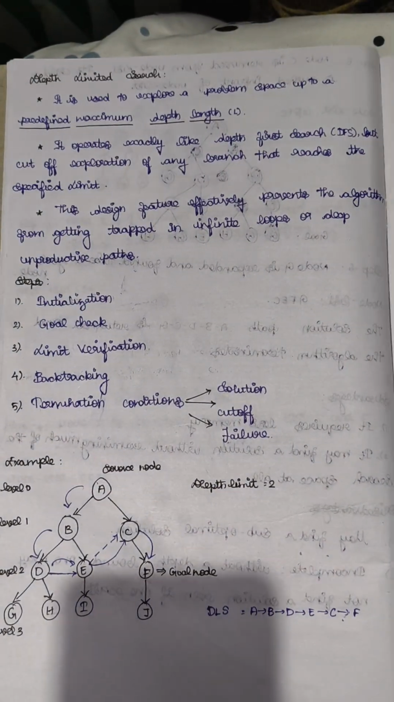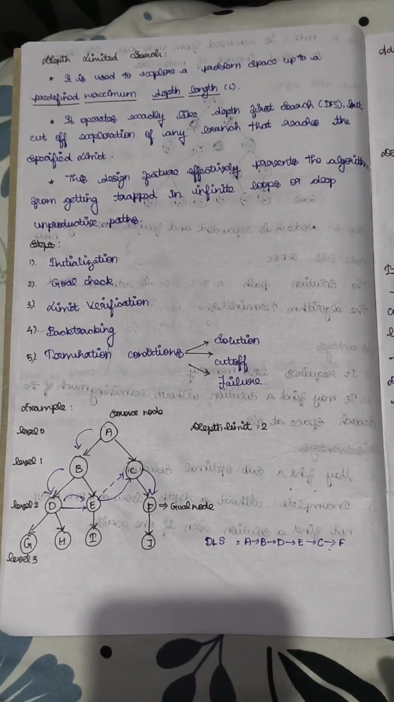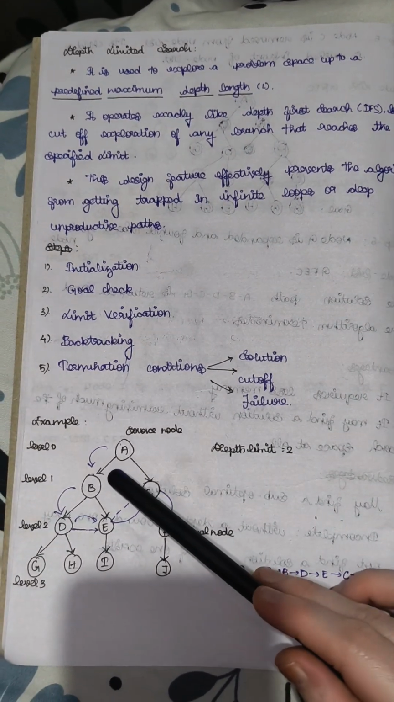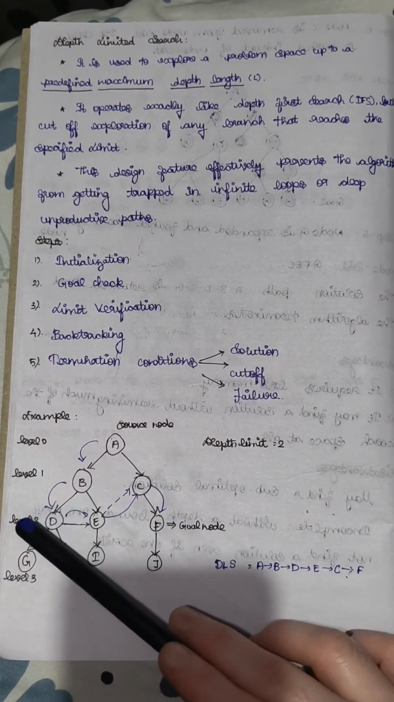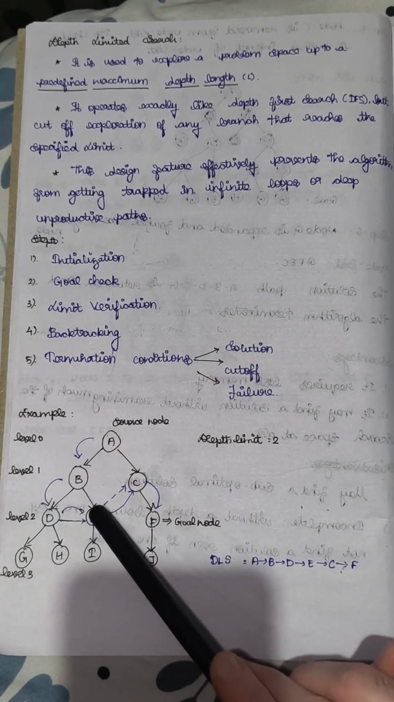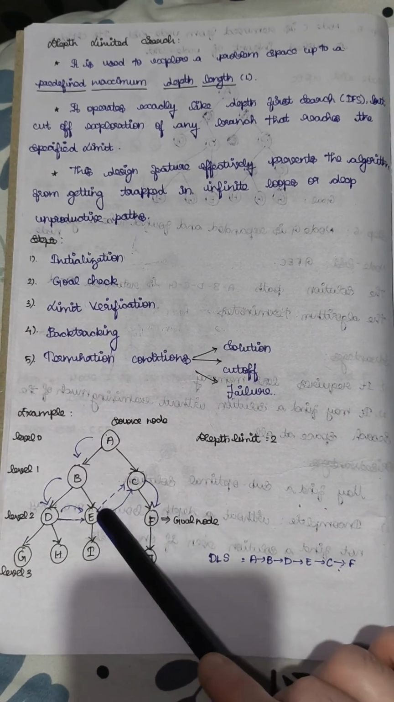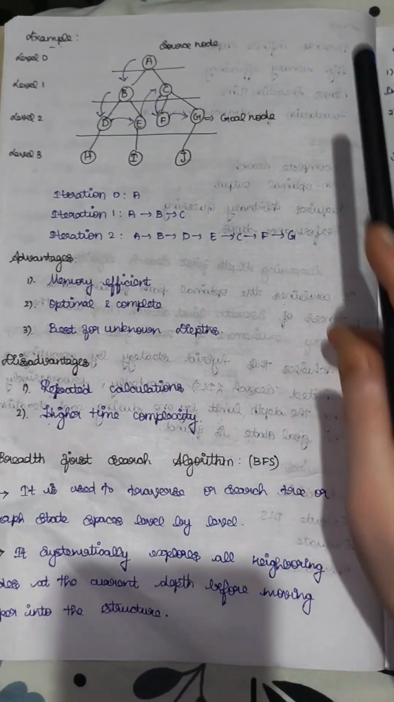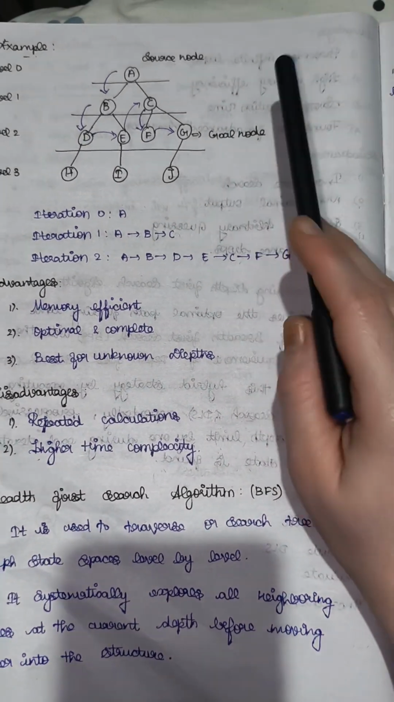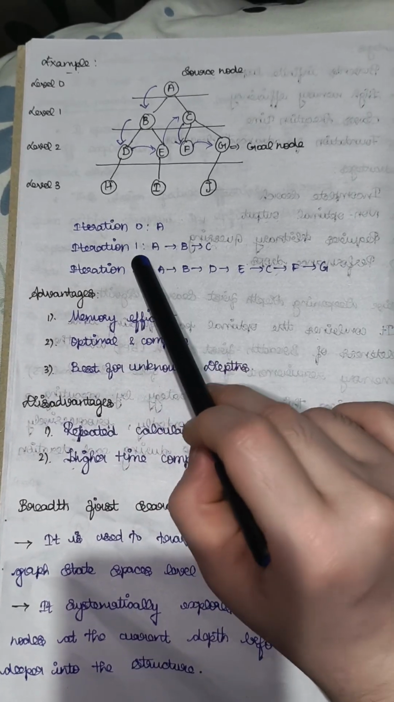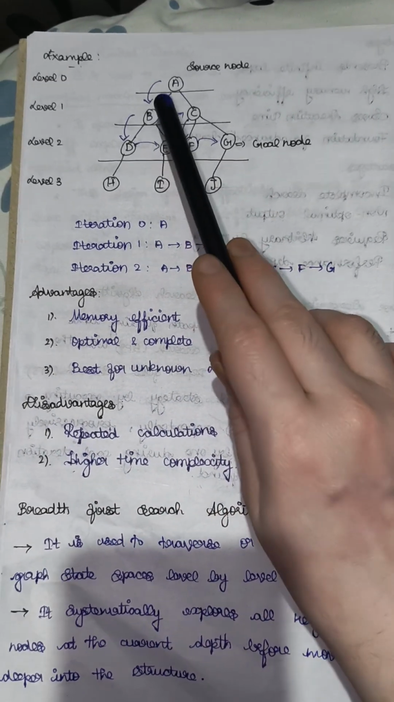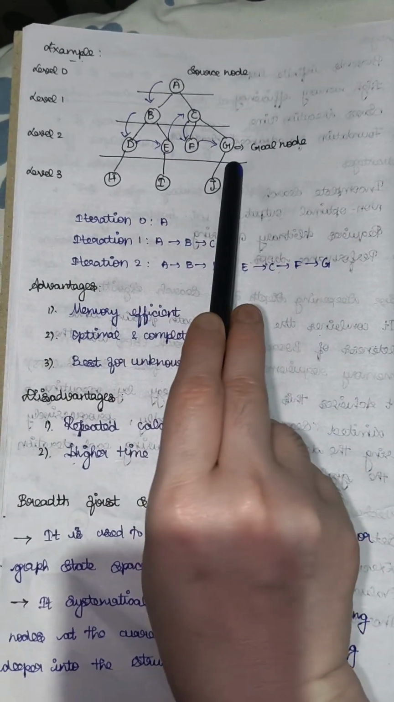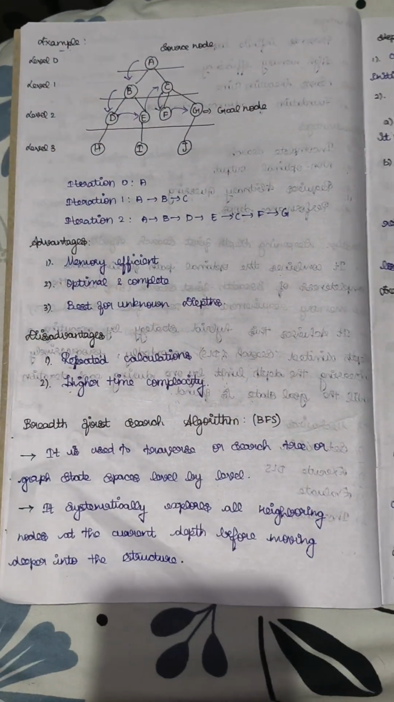Now comparing with depth limit search. In depth limit search, we move from A to B, B to D, and if a limit is set, we move from D to E and further E to C and C to F. But in iterative deepening, we move on with iteration 0, 1 and 2. So that means like this, in this case we are searching for the goal node. So this is the major difference.